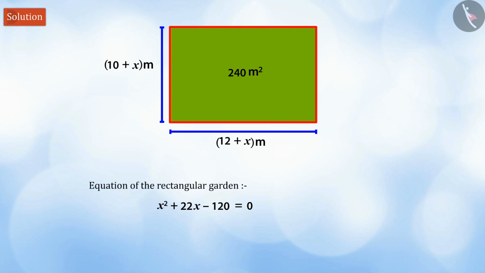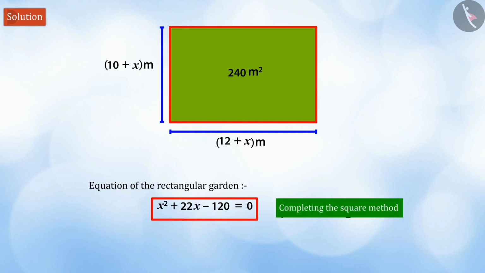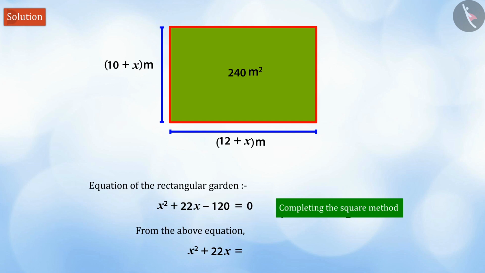Do you remember how we had solved a similar equation in the previous video? Well done! We can solve this by completing the square method. First and foremost, we see that the equation is not in the form of a perfect square. To simplify it, let us move its constant to the right side.